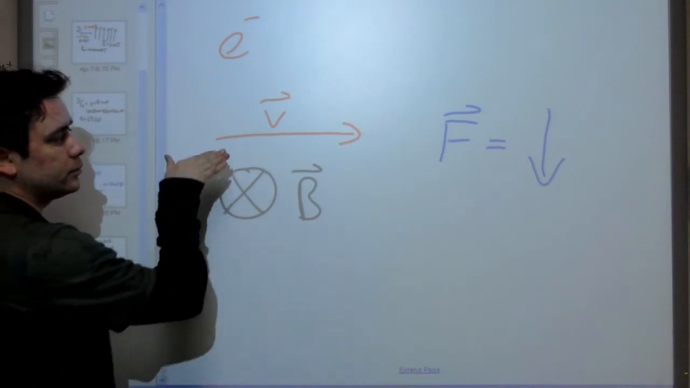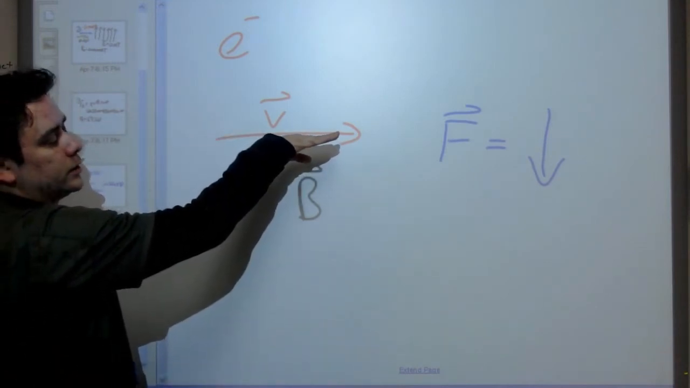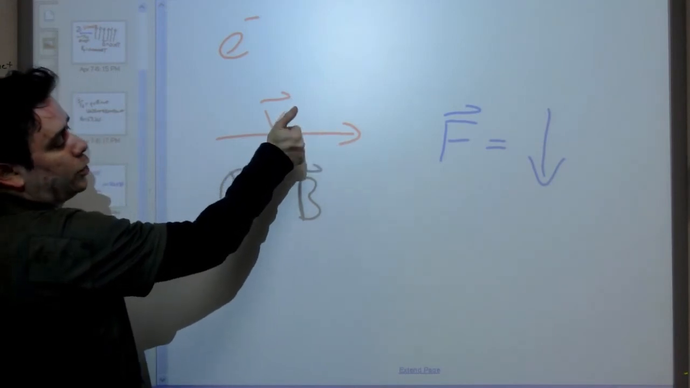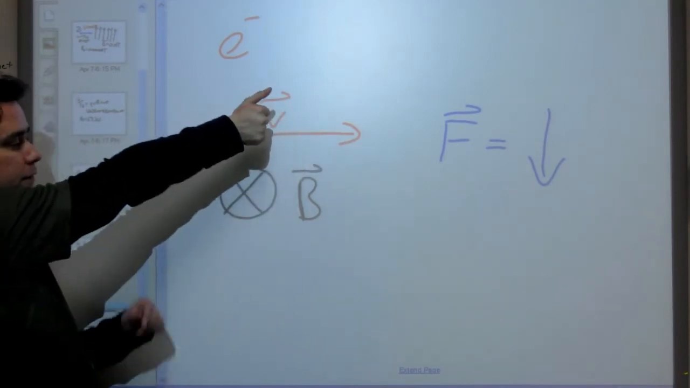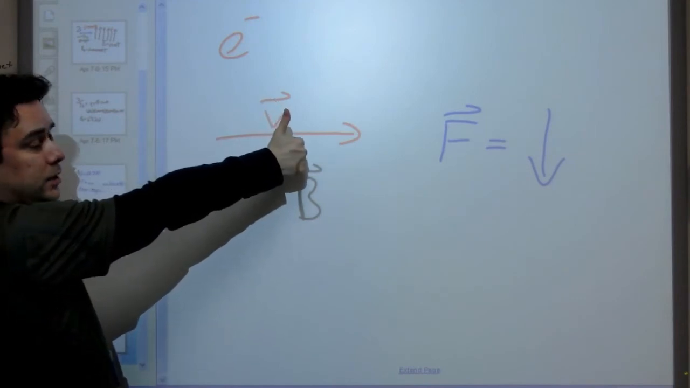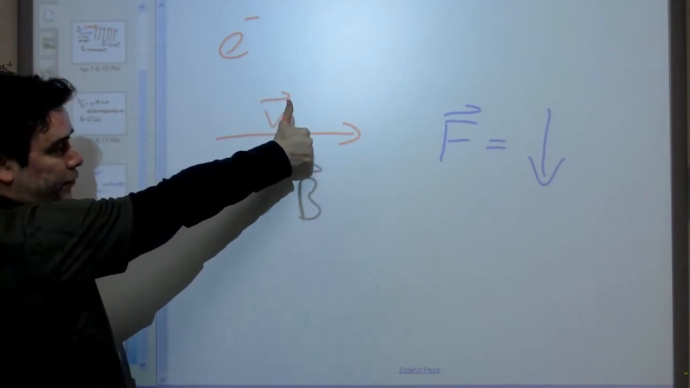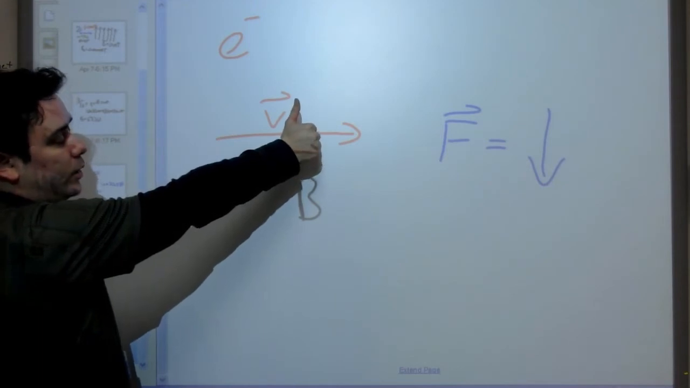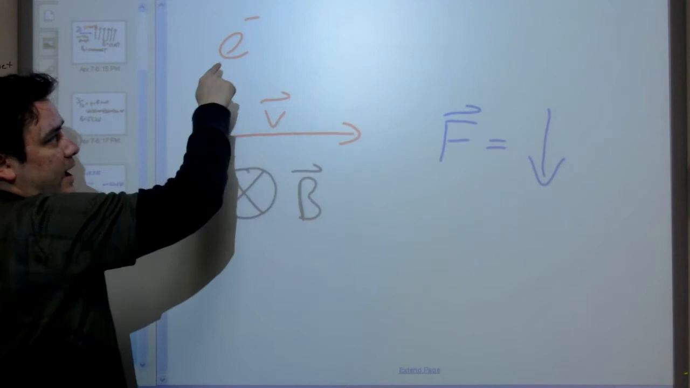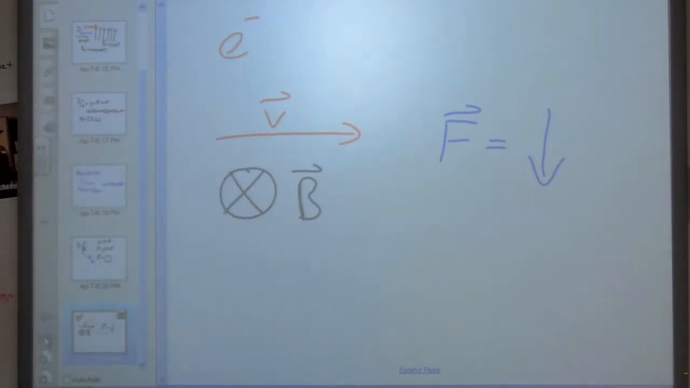So, as a reminder, right-hand rule: we point fingers in the direction of the first vector, our velocity. We curl towards our second vector, our magnetic field, which is into the board. And our thumb tells us which way a positive charge would go. It's the resulting force on a positive charge. And all we end up doing is we reverse that. Instead of up, we end up with down because it is a negative charge.